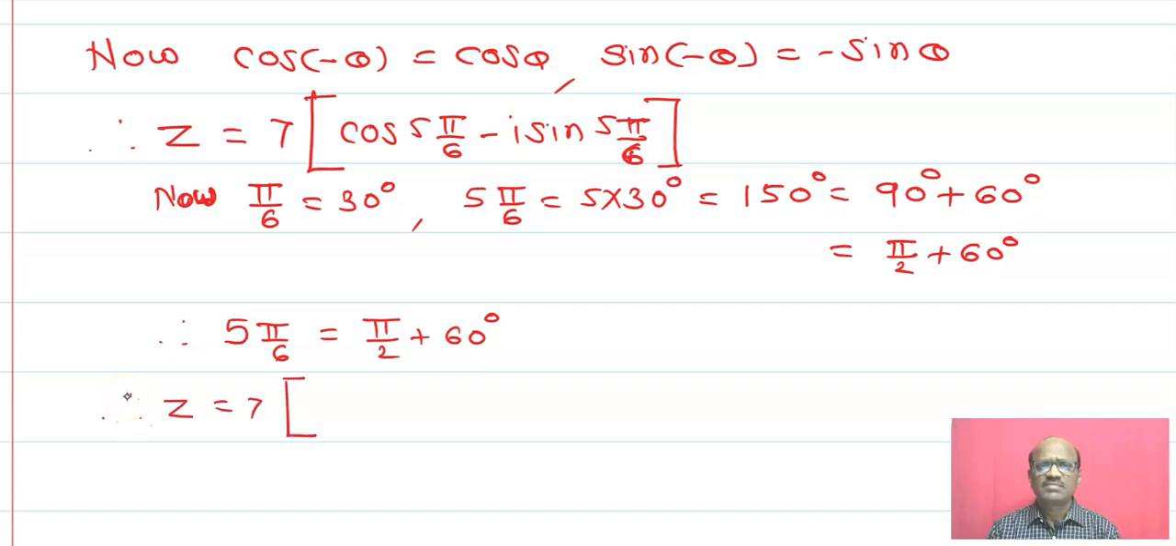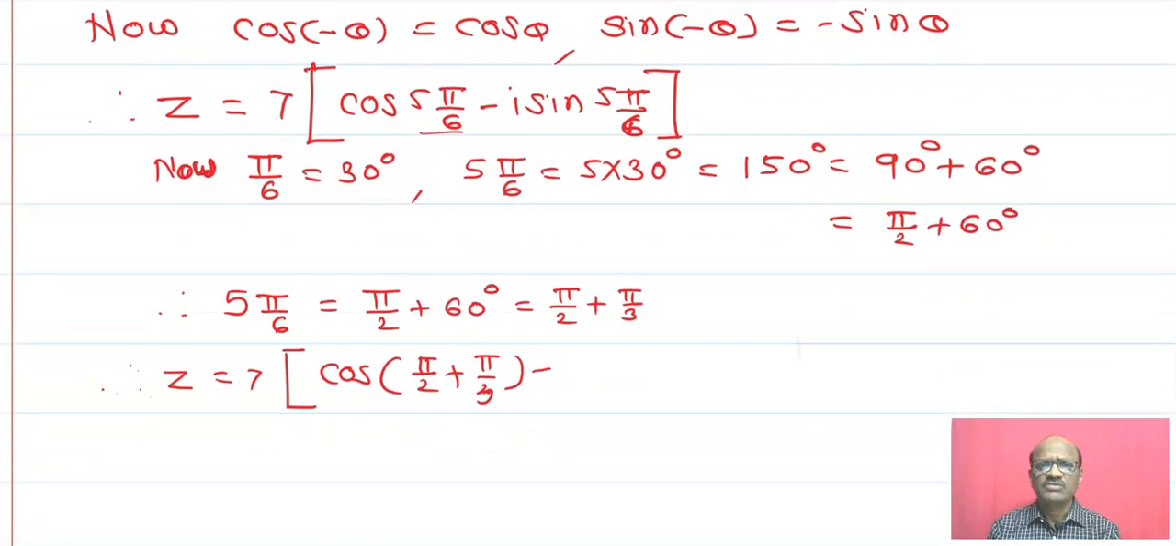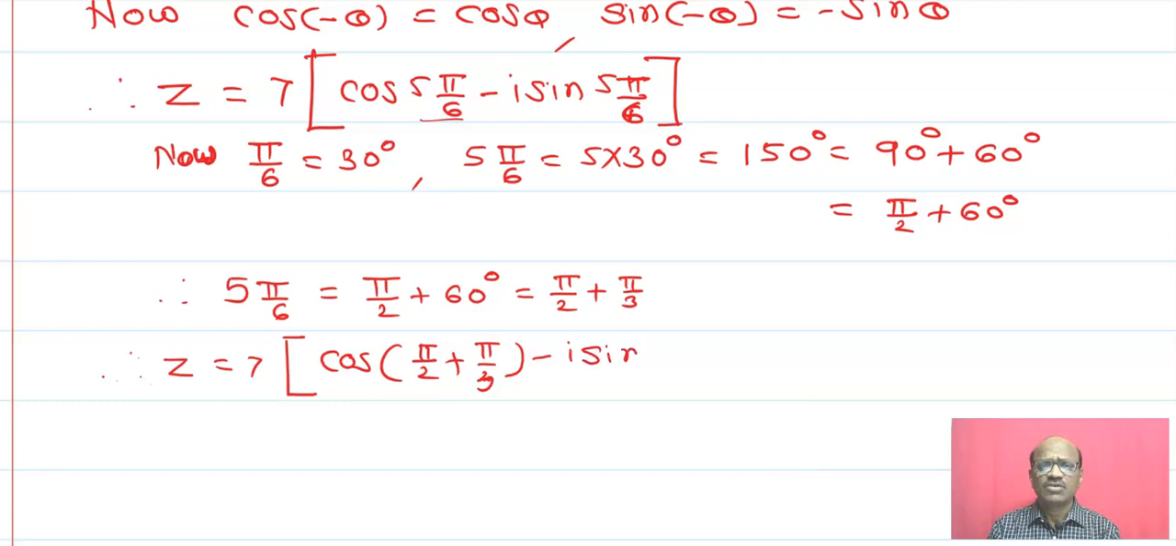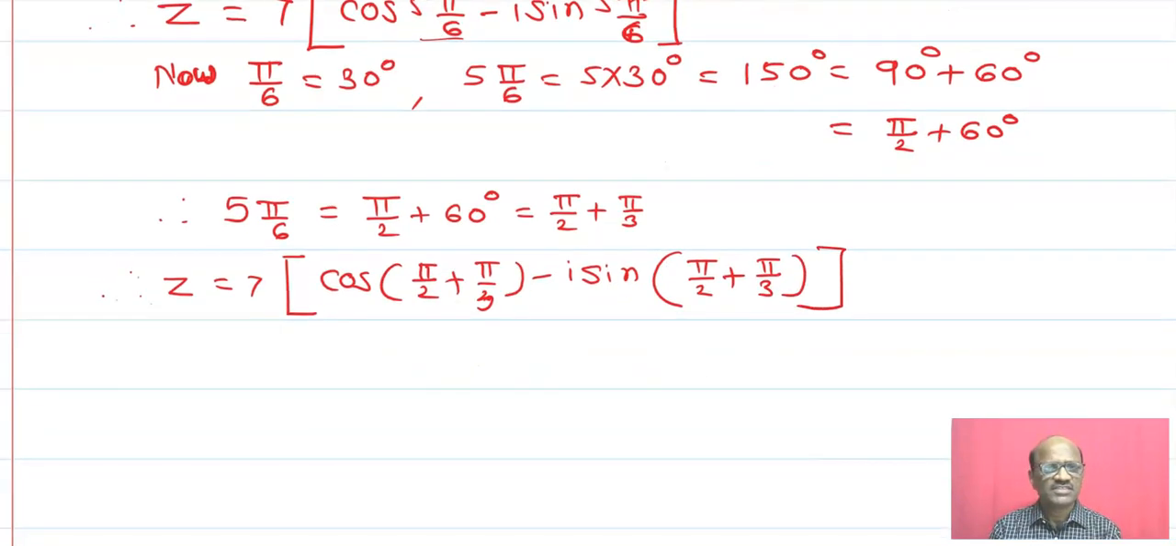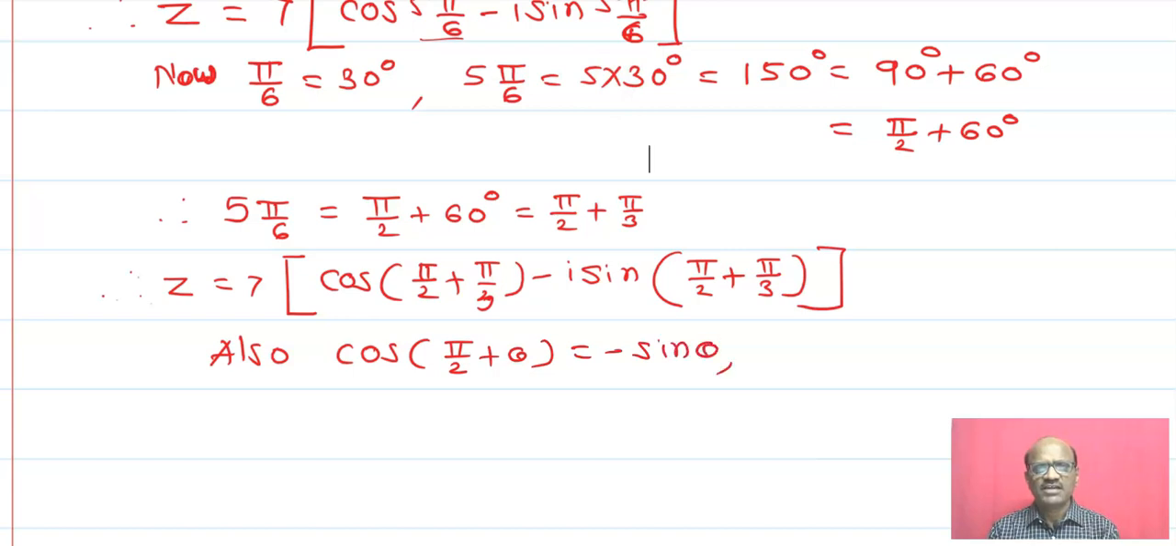Therefore, now we can write in this manner. 5 pi by 6 can be written as pi by 2 plus pi by 3, as I had written. Now see this: whenever the angle is cos of 90 plus theta, you get minus sin theta. Whenever there is a pi by 2 plus theta, the function changes: cos becomes sin and sin becomes cos. Also, cos of pi by 2 plus theta is equal to minus sin theta.